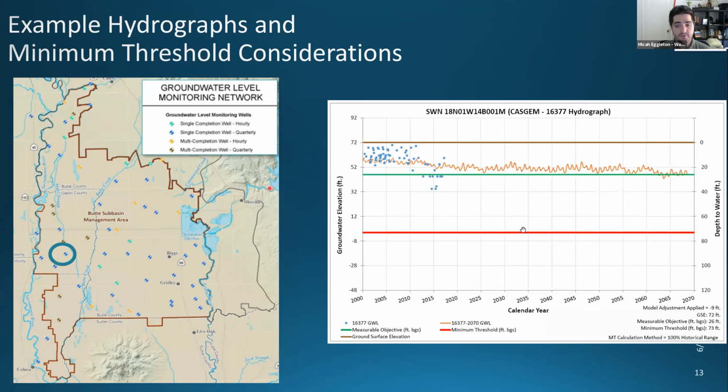If we go to our second example, same kind of thing. We have 100% of historical range as the method. The range of all of our blue dots is almost 40, which means just below about 38, 37, add another 38, 37, and we get the red line around 73 feet on this one. We've also included all the values down here. So does anyone have any questions on these example hydrographs?